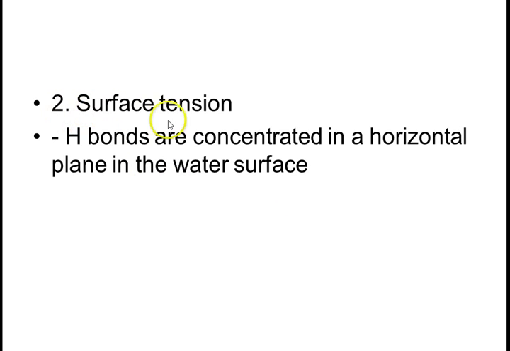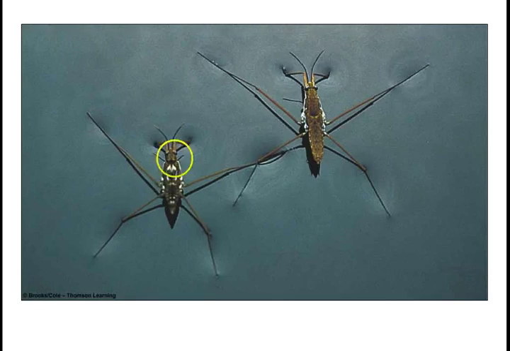Another characteristic that we see due to the hydrogen bonds is surface tension of water. Hydrogen bonds tend to be concentrated in a horizontal plane on the surface of the water. The water molecules can't bond with anything above them, so we get a horizontal concentration of hydrogen bonds. And some insects, such as these water striders, take advantage of that.